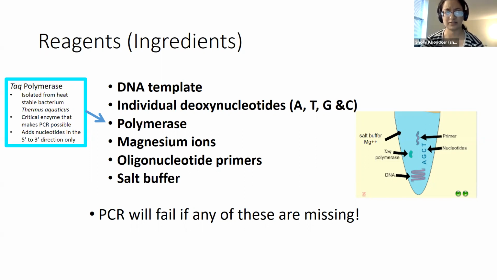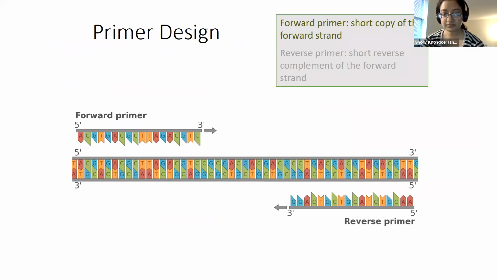That's short for Thermus aquaticus. It was isolated from bacteria that grow in hot springs, and it's able to withstand high temperatures. It's a critical enzyme that's necessary for PCR reactions, and like most polymerases, it works in the 5' to 3' direction.